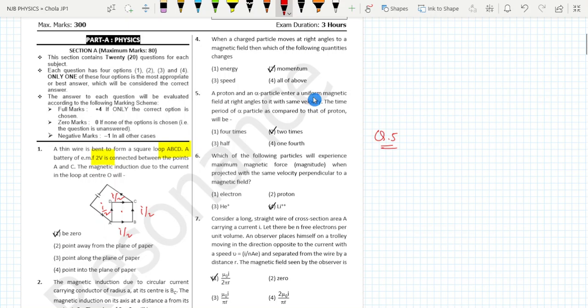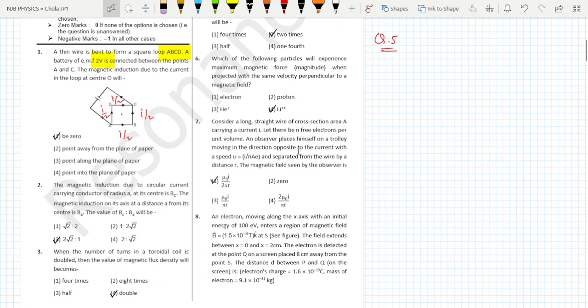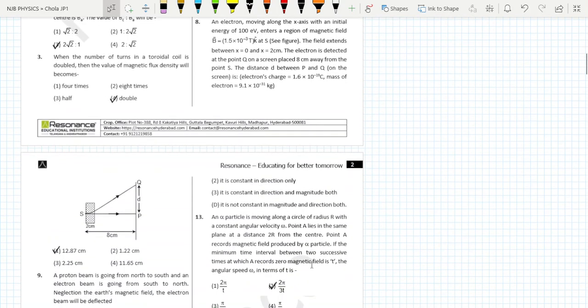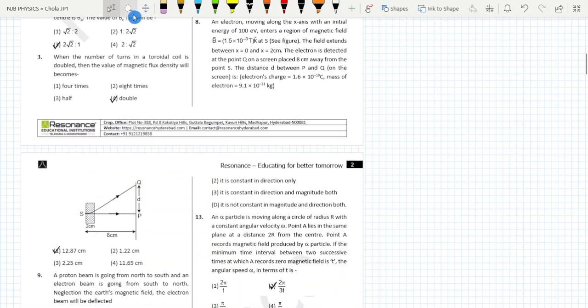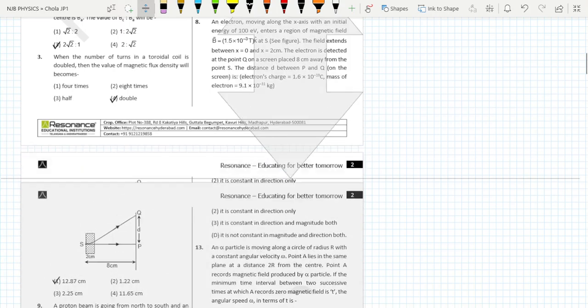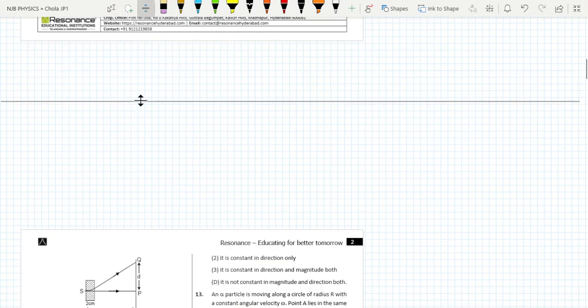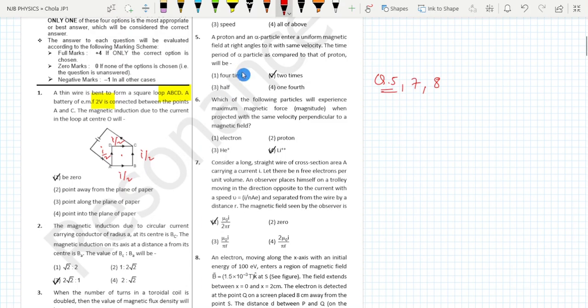Question number 7. Okay, fine. On this page itself, up to 8, question number 5 and 7, we will take for discussion. Eight also, sir. Okay, so question number 8, the answer is not visible. The answer is option number 1. Okay, fine. So let's take question number 5, 7 and 8. Question number 4 also. Okay, so question number 4 is also there. Fine. Let's see.